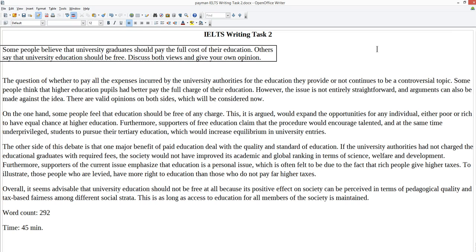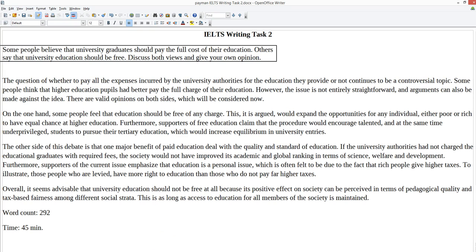So, discuss both views. Some people believe that university graduates should pay the full cost of their education. Others say university education should be free. Discuss both views and give your own opinion. Okay, so who should pay for university education? So, let's have a peep.